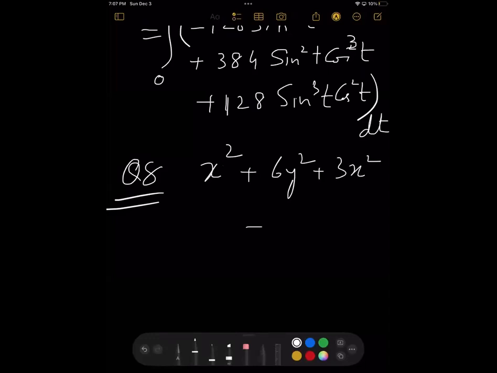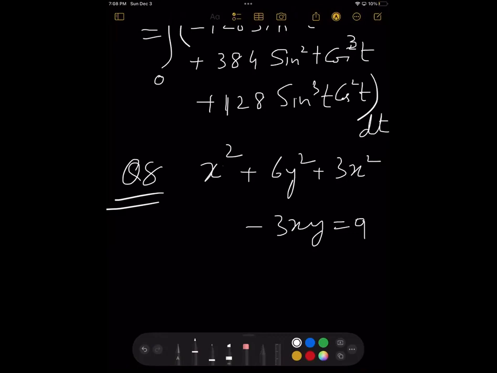3x squared minus 3xy equals 0. So this is our 8th question: find the points on the surface at which the tangent plane is parallel to the xz plane. For the bound for question number 10, it is given 0 to pi, because z is equal to t. So z goes from 0 to pi, so t goes from 0 to pi. So this is our question.